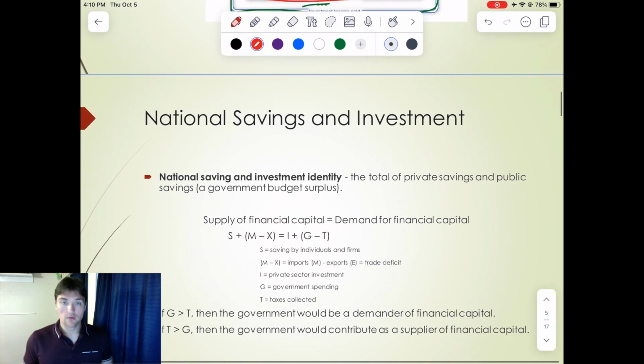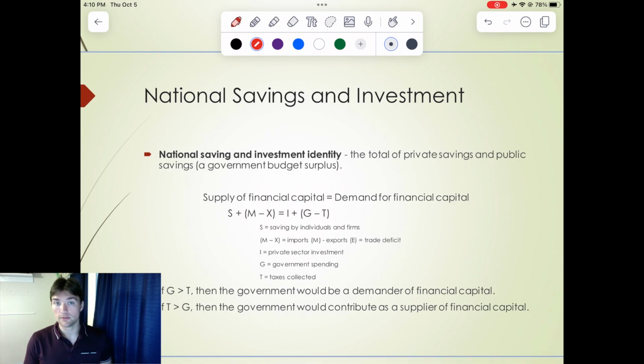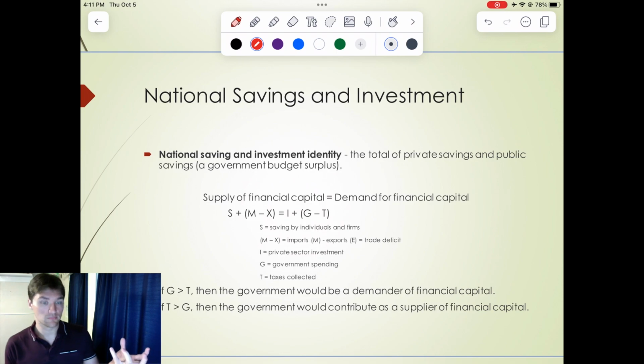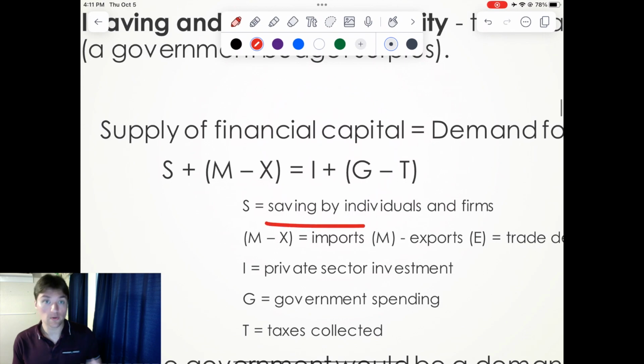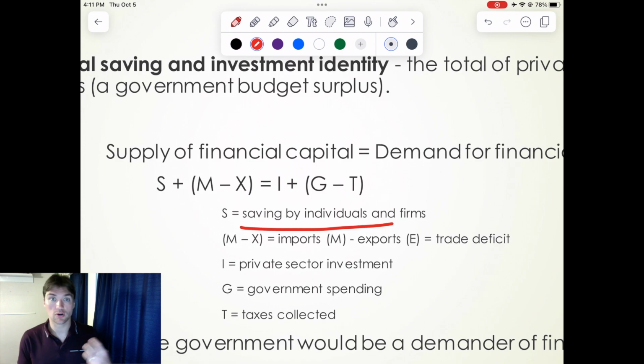So we are going to create a formula called the National Savings and Investment Identity, which is basically the total of private savings and the public savings. The public savings meaning how much is the government saving. So what this is really just a supply and demand curve. You have a supply of financial capital, which is how much money you're saving. You as a person, how much are you saving? And then how much extra are you getting from the exports and imports?